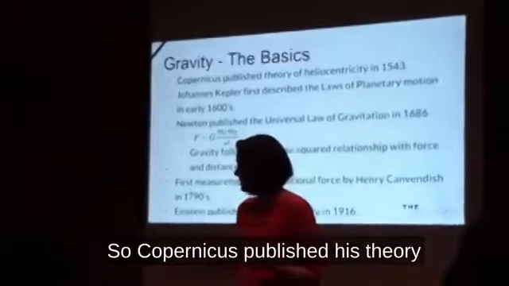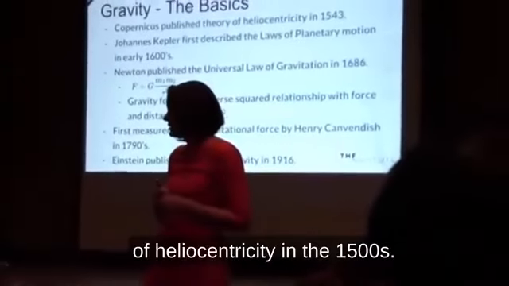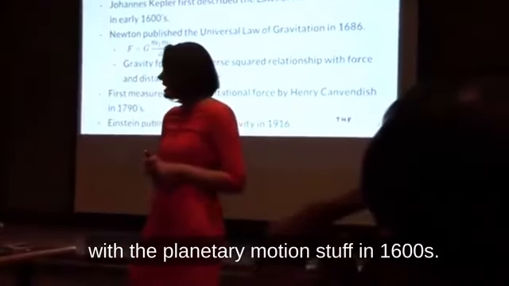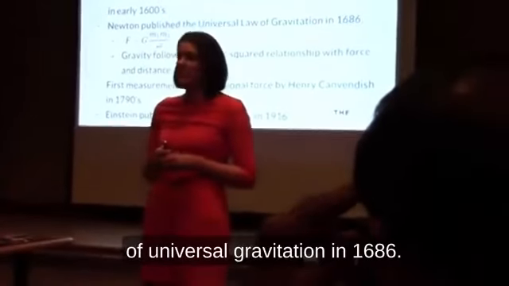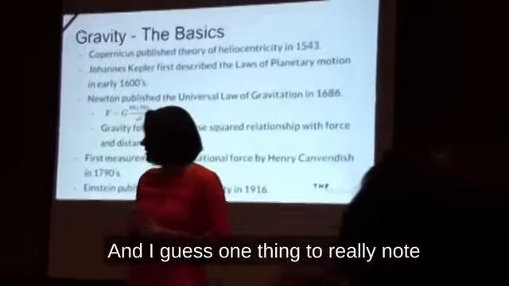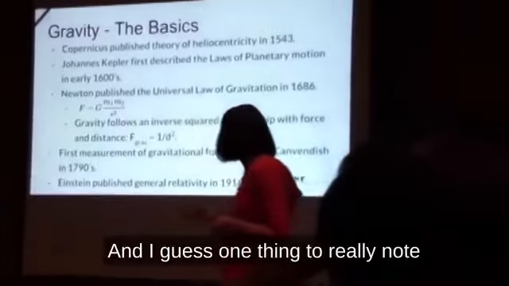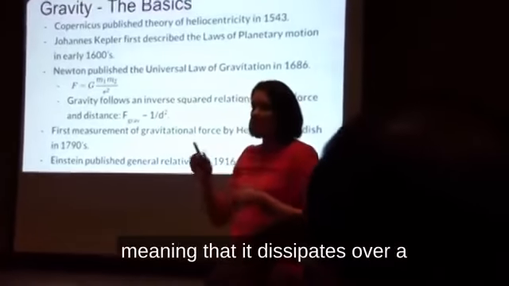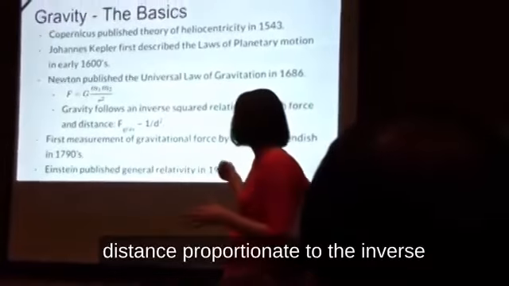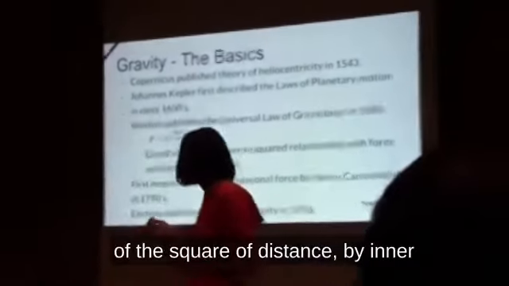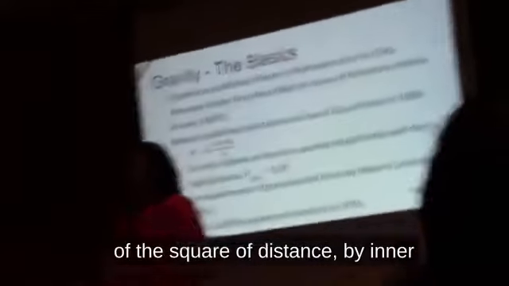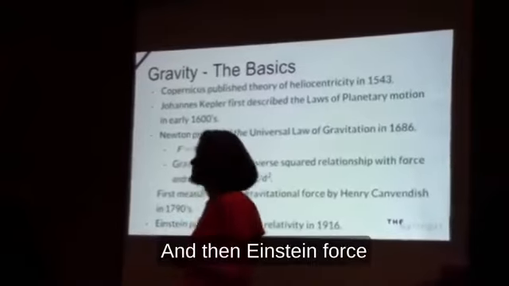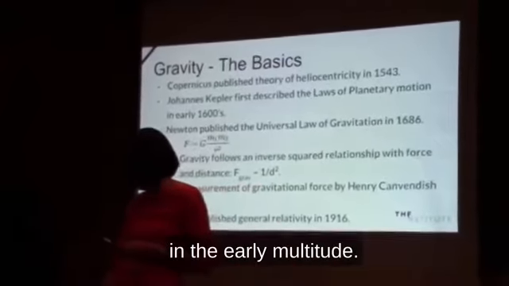So Copernicus published his theory of heliocentricity in the 1500s. And then Kepler, of course, came up with the planetary motion stuff in the 1600s. And then Newton published his law of universal gravitation in 1686. One thing to really note about his law of gravitation is that it follows the inverse square law, meaning that it dissipates over distance proportionate to the inverse of the square of the distance. It was first measured by Henry Cavendish in the Cavendish experiment. And then Einstein, of course, published his general relativity in the early 1900s.